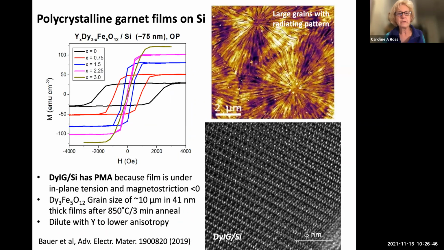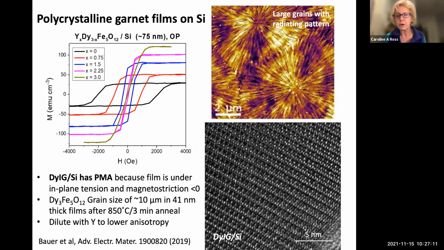Now, how about growing it onto a useful substrate like silicon? It turns out that one can grow garnet on silicon, and it comes out to be polycrystalline. This AFM image at the top, if you look carefully, you can see these are the grain boundaries, these straight lines, and each grain has a radiating pattern, which is due to the nucleation and growth process.